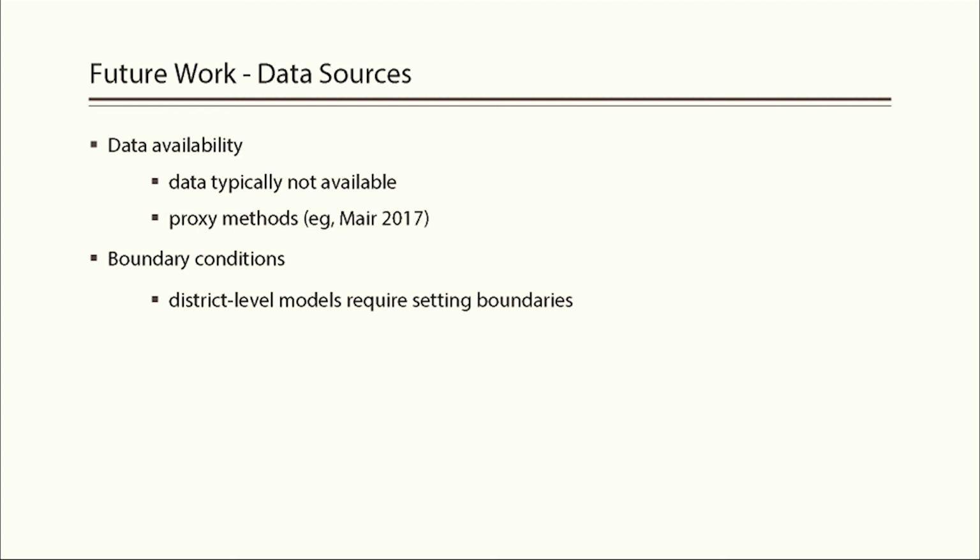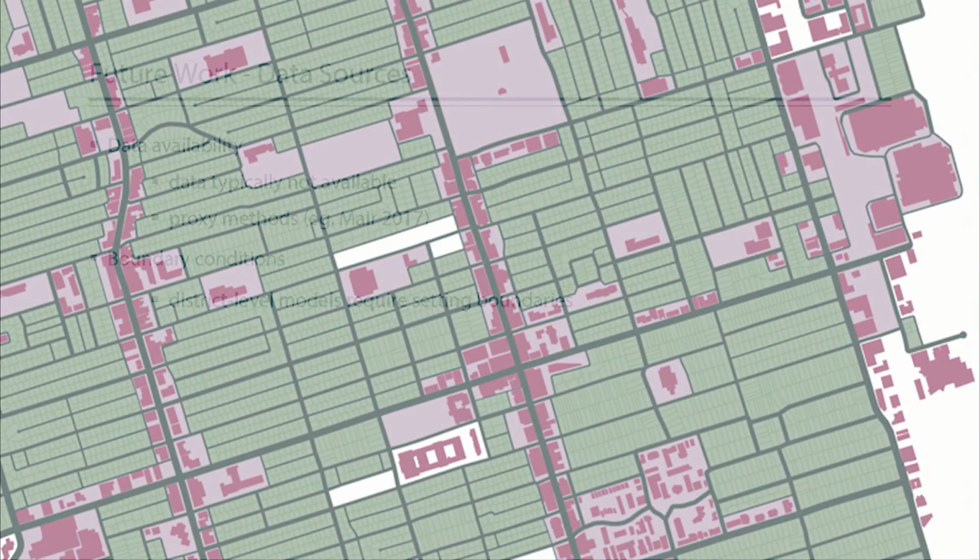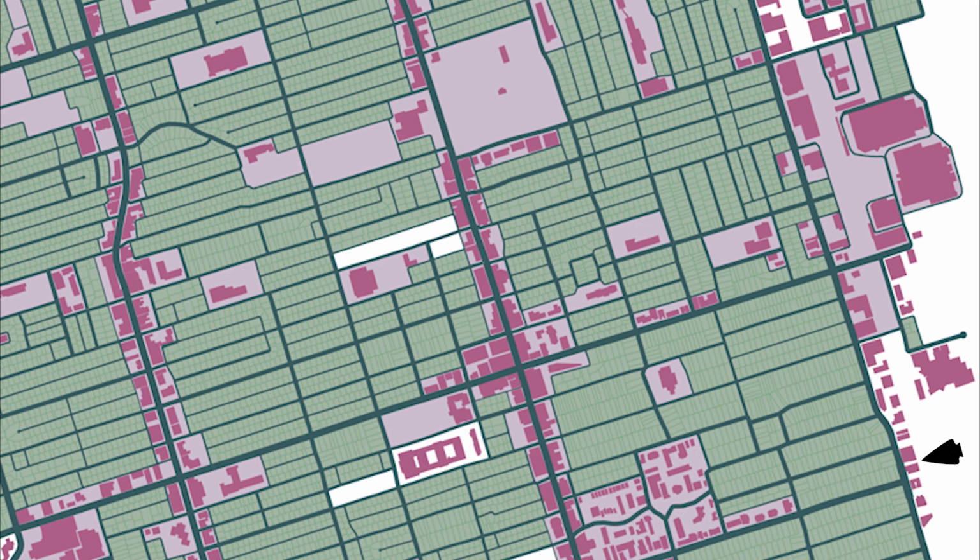Data issues are also critical. Most cities don't have comprehensive repositories of infrastructure information in a form that's suitable for integration into models. As a result, some researchers are investigating proxy methods whereby street networks are used to infer the presence of other infrastructure systems. Another issue concerns boundaries. Any district-level model can capture only a small subset of a city, including its infrastructure components. Models must have a robust method of accounting for these boundaries.